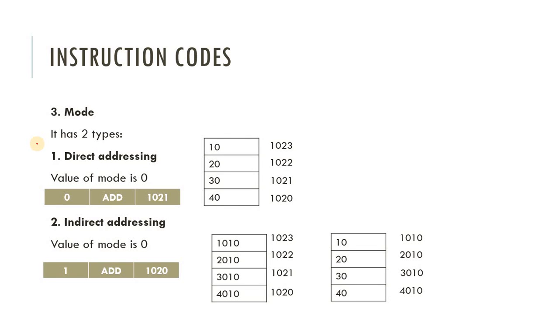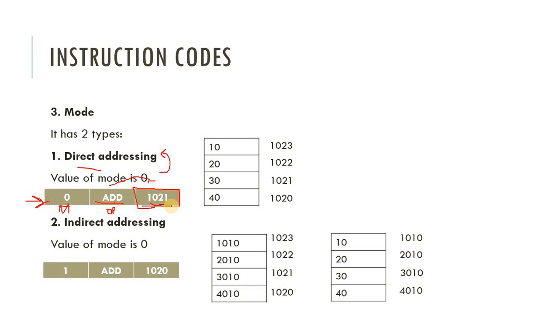First, let's understand what direct addressing is. When the value of mode is 0, it performs direct addressing. Now what is the meaning of direct addressing? Suppose this is the instruction. In the instruction, the value of mode is 0. This is the mode value. The operation or opcode is add, and the operand is 1021. So in direct addressing, the address of the operand is stored here. On the data that is stored at the address 1021, I want to perform addition.